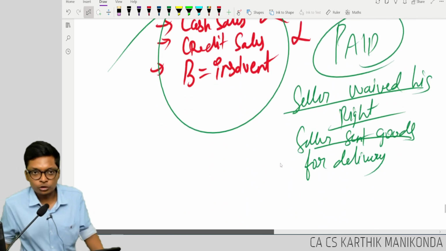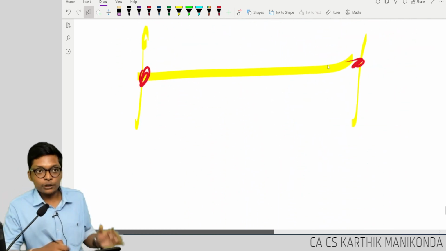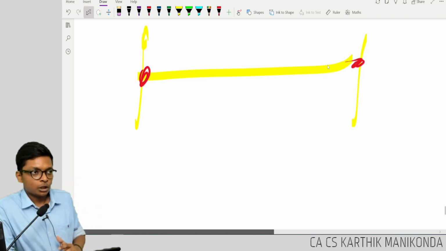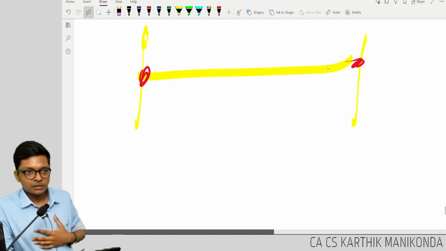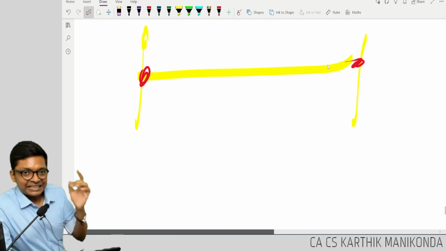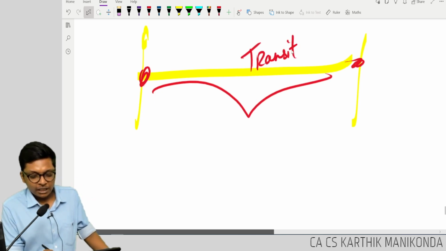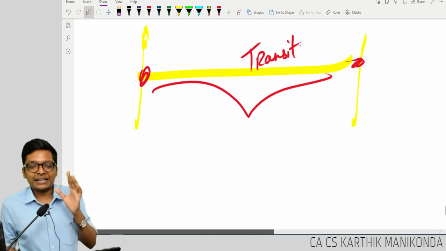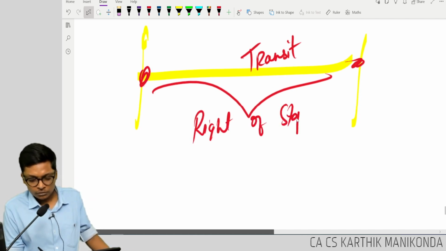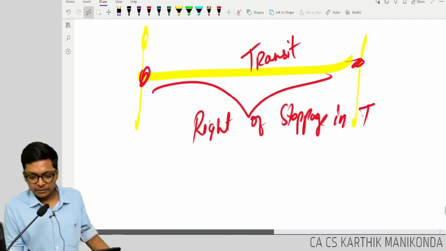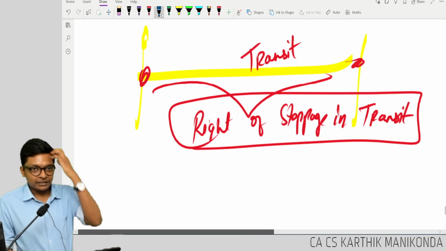So once goods are in transit, let's say you send goods by courier, DHL courier, you can't go catch the courier person and take the goods back. Are you following, guys? Goods are in transit. During the travel, you have another right. What is that? Right of stoppage in transit.